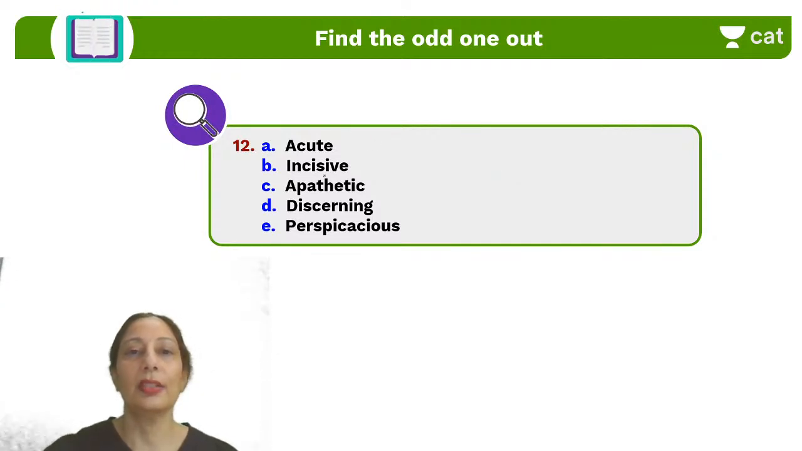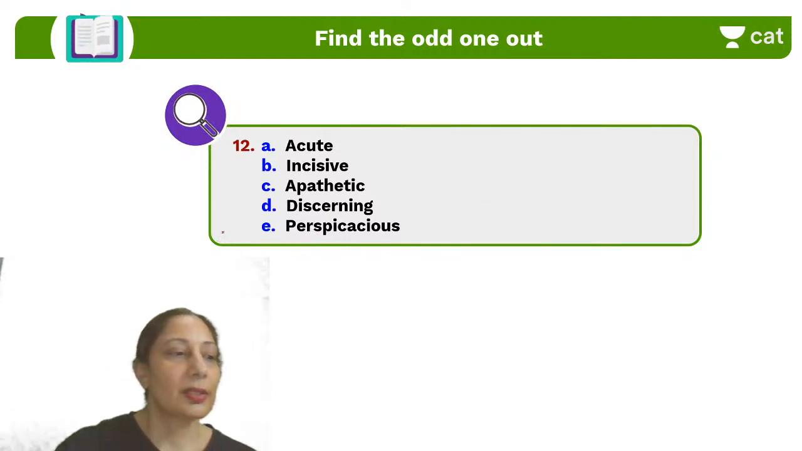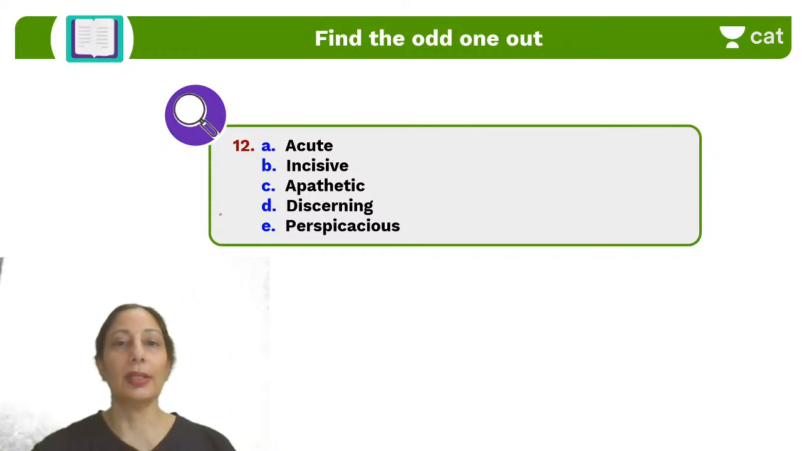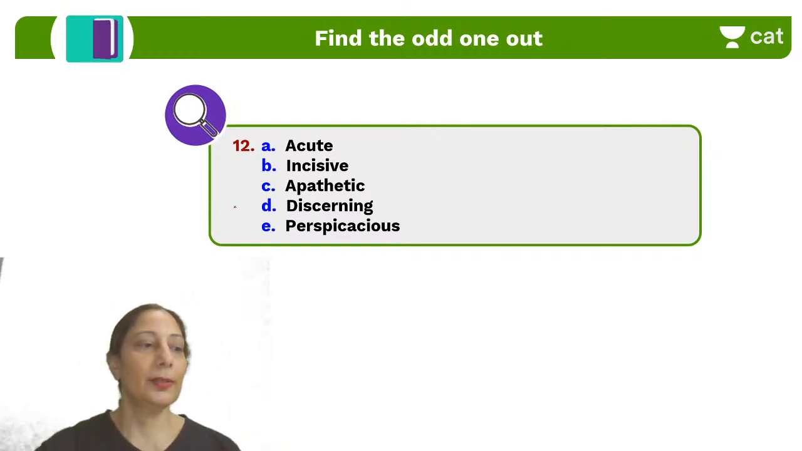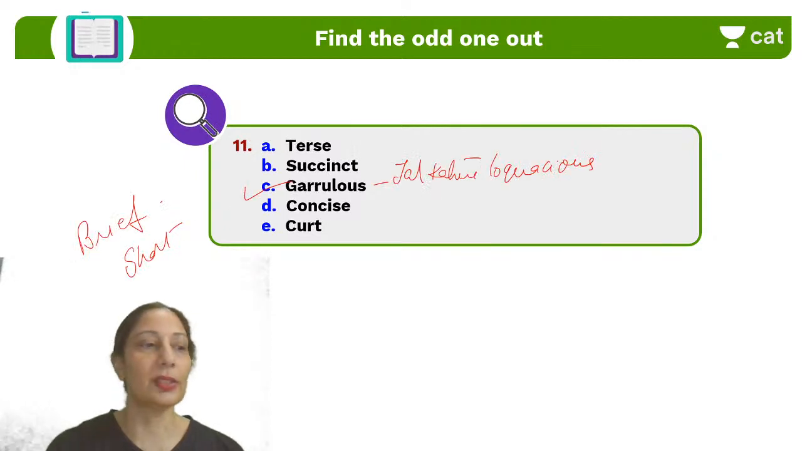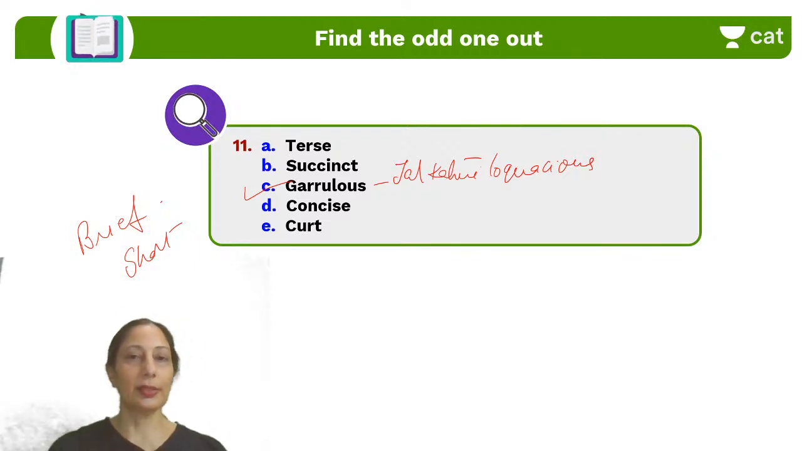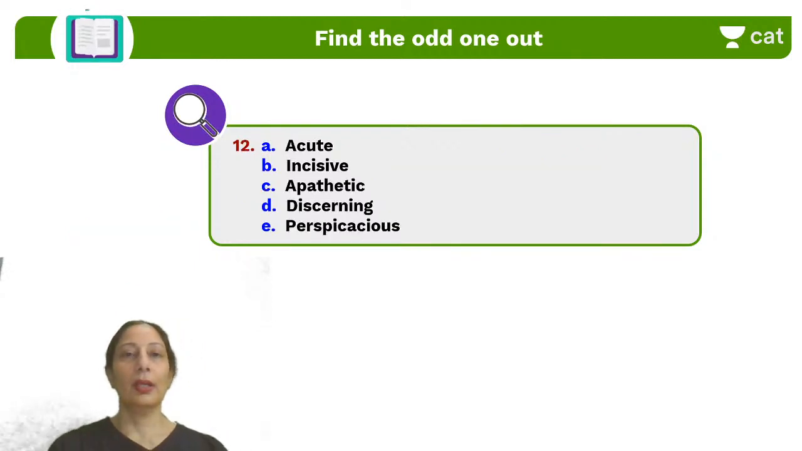Acute, incisive, apathetic, discerning, perspicacious. Yes, others means silent, correct. Dolly is saying others mean silent. Not silent. It means short and brief, Dolly. Short and brief. It is not silent. Okay? Yes. Acute, incisive, apathetic, discerning, perspicacious. What is the word, guys? Odd man out.